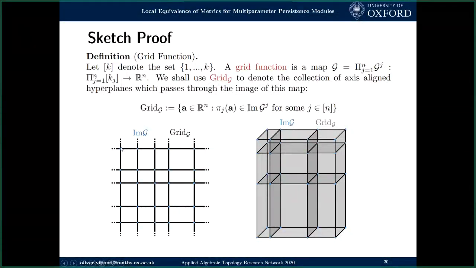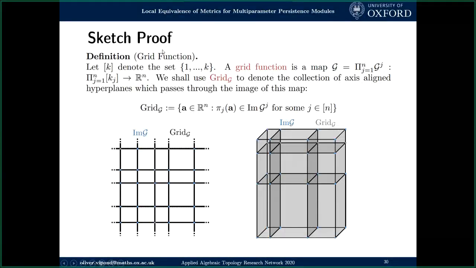And then associated to this two-parameter grid, I'm going to have this collection of hyperplanes, which I'm going to call grid sub G, which is going to be all of the lines which are axis aligned and passing through this grid. Similarly, for a three-dimensional example, if you imagine these points as a lattice in R3, then we also have all of these axis-aligned hyperplanes passing through these lattice points.